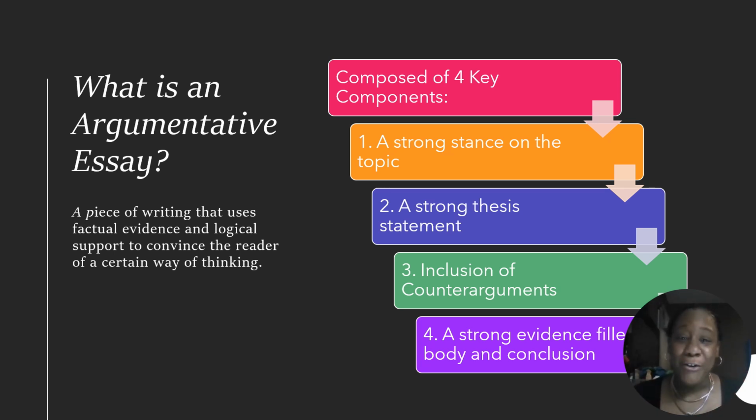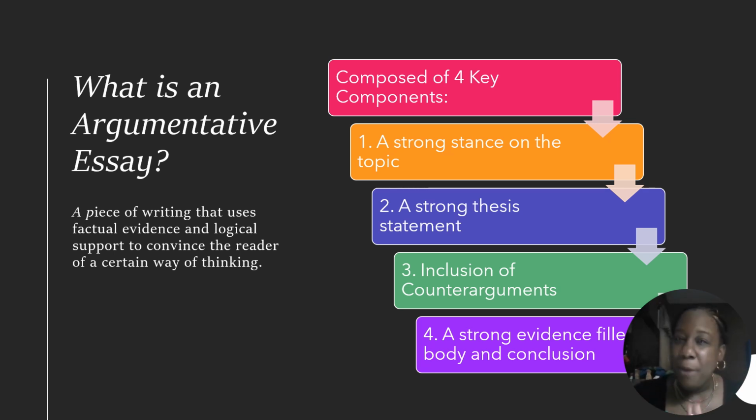Next, a strong thesis statement, which is just a clear statement to your reader of exactly what your stance is, where you're coming from, what your argument is, and how you plan to relay that information to the reader as they continue to read your essay.